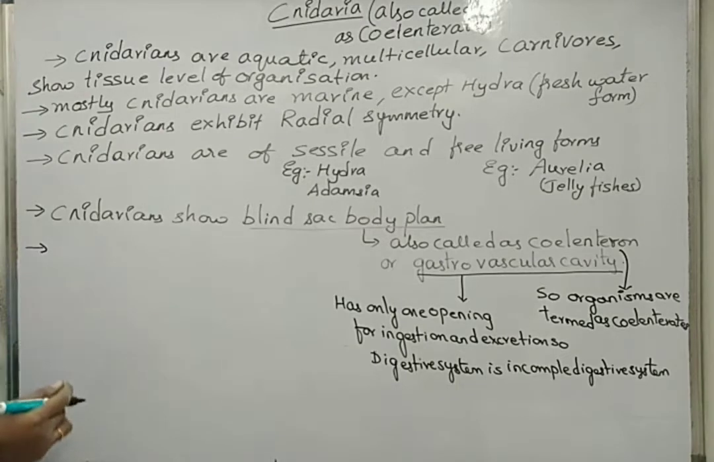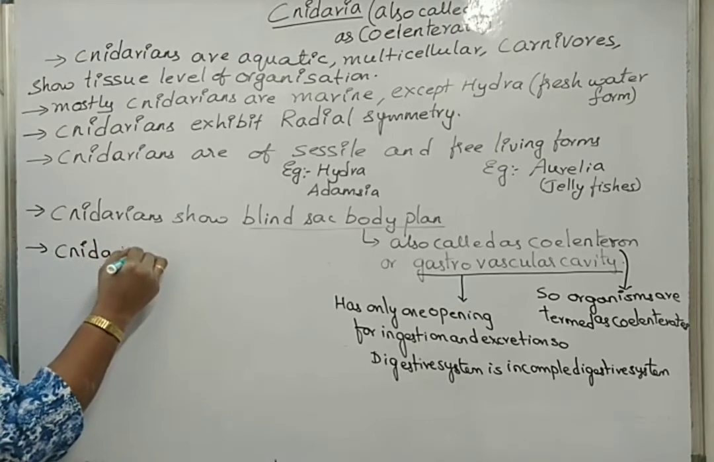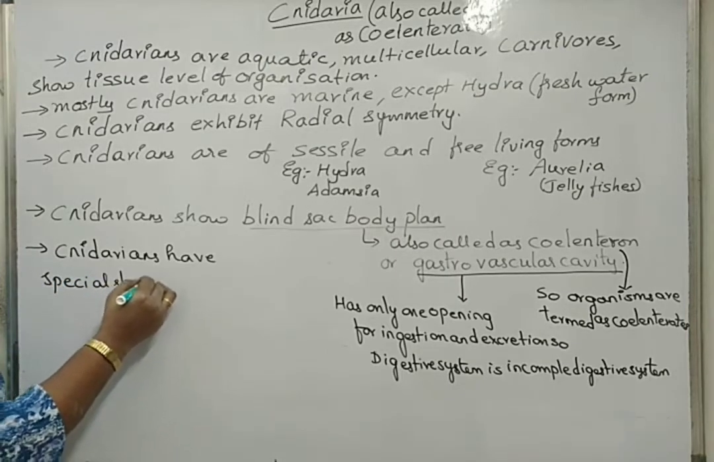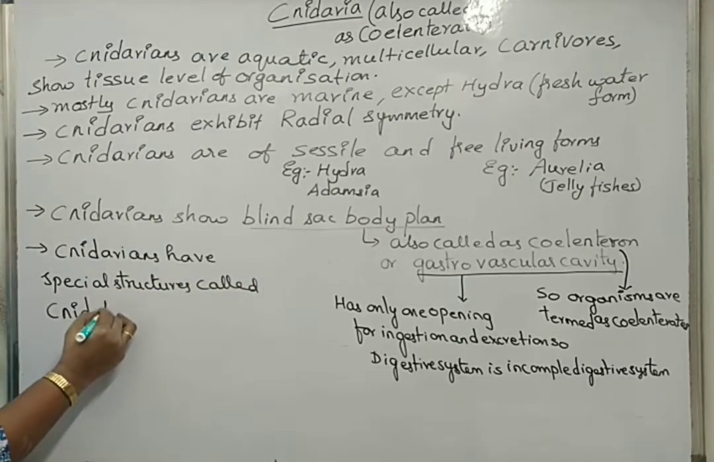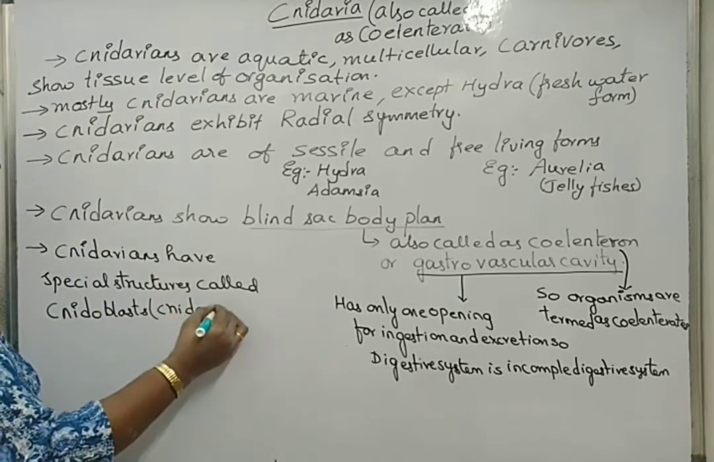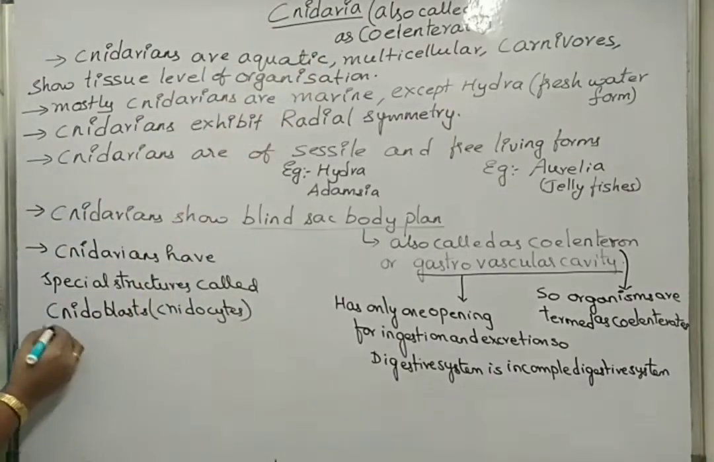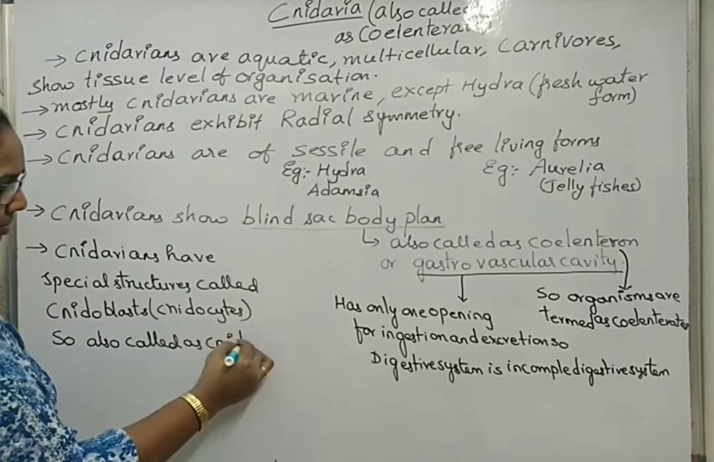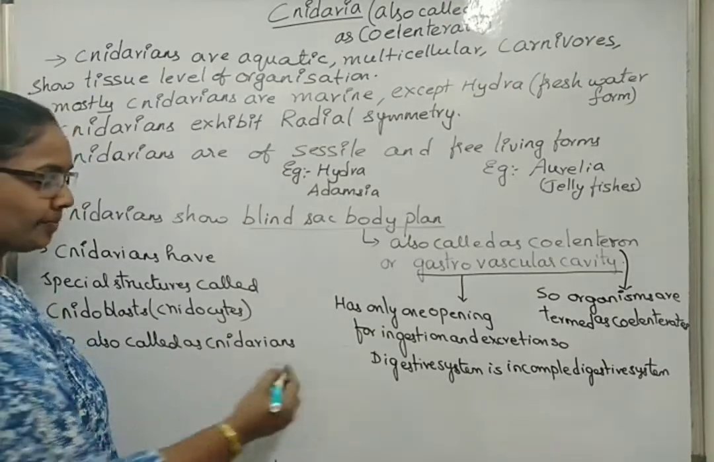These cnidarians have a special type of structures called as cnidoblasts. These cnidoblasts are also termed as cnidocytes. So these organisms are also called as cnidarians. So how these cnidoblasts look like, where it is present?